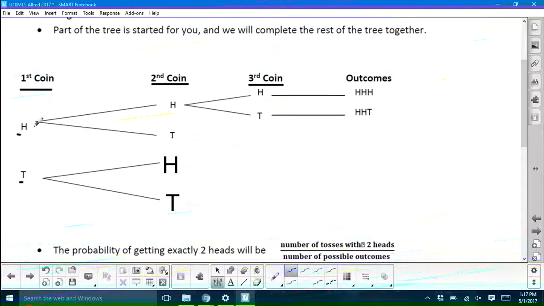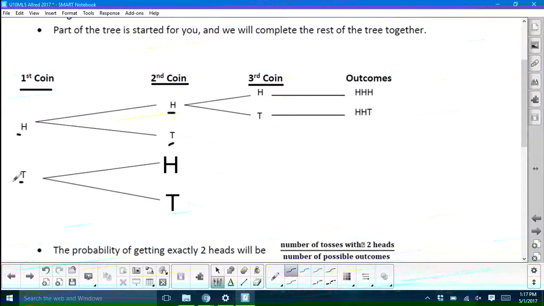Then you can see these branches. This is why it's called a tree diagram. You are going to draw branches to the next coin flip. So if you got heads the first time, there's 2 things that could happen the second time. You get heads or tails. That's represented right here. This would be like getting heads twice in a row, or getting heads and then tails back to back.